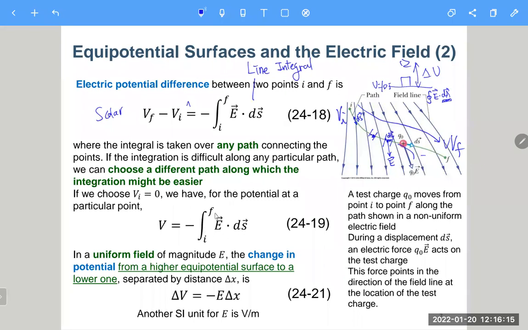And the simplest case of this line integral is something like this. We consider the E field to be uniform over the space, and we just move along that direction. So in a uniform field of magnitude E, the change in the potential from the higher equipotential surface to a lower one, separated by distance delta x, will be nothing but delta V equals negative E delta x, which is like integrating a constant. Suppose E has the same direction as ds, as the path. So E dot ds is E times ds. Then integrating a constant will be E times the length of the path, which is nothing but this. And I suppose you should have known this in high school physics.